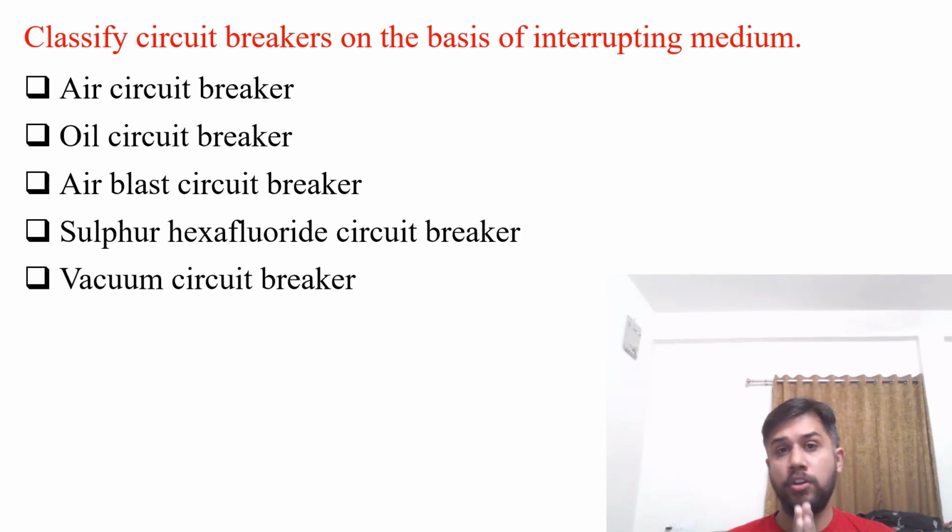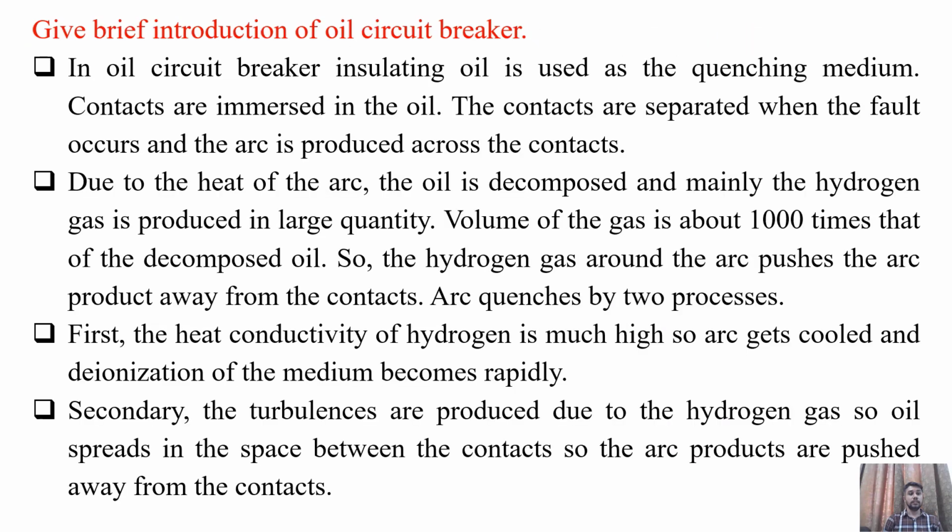Classify circuit breakers on the basis of interrupting medium. On the basis of interrupting mediums, circuit breakers are classified into these 5 categories. First is air circuit breaker, oil circuit breaker, air blast circuit breaker, sulfur hexafluoride circuit breaker, that is SF6 circuit breaker, and last is vacuum circuit breaker. These are some types of circuit breakers which are used in the power system and are classified on the basis of interrupting medium.